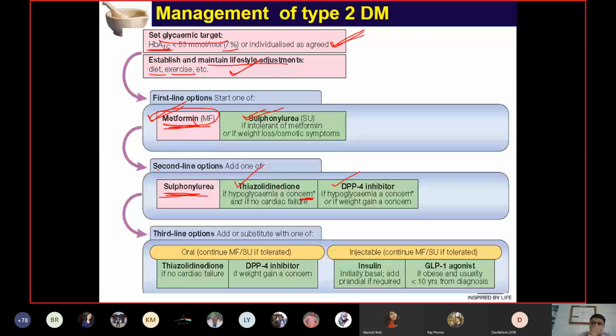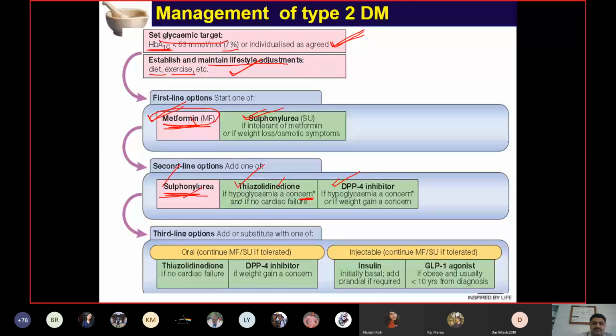So this is the second line, go with this. Whatever as per your need, you may go with metformin plus DPP4 combination, or metformin plus thiazolidinedione, or metformin plus sulfonylurea. And if these are not sufficient, then you will go with the third option.